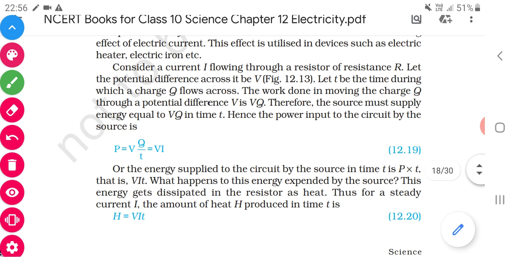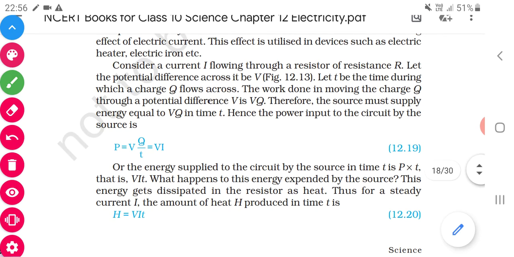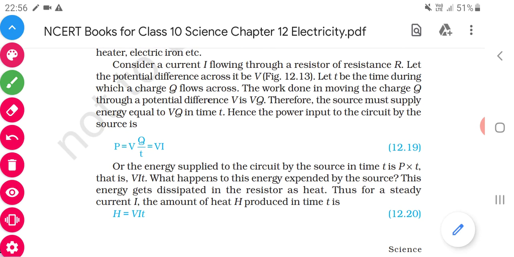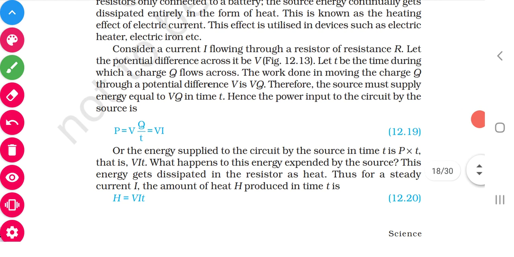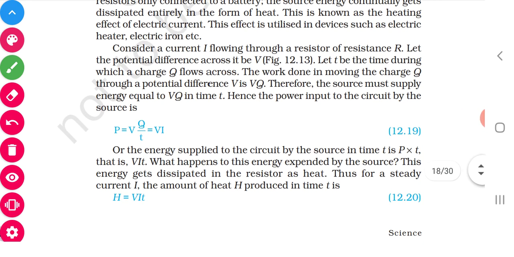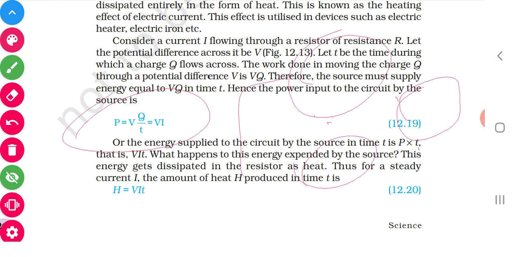Now, during a particular time, the charge Q flows. So what is the work done? Work done is VQ. Then we are introducing one term here, power. What is the formula for power? Power is equal to V into Q divided by T.